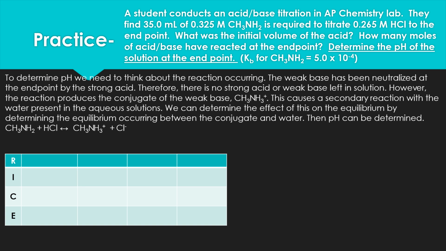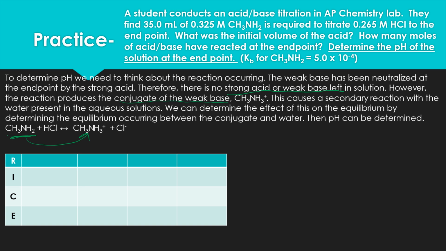So to determine the pH, we need to think about the reaction occurring. The weak base has been neutralized at the endpoint by the strong acid. Therefore, there is no strong acid or weak base left in the solution. They're gone. They're used up. However, the reaction produces the conjugate of the weak base. So when our base reacts, we can see that here, it produces its conjugate where we've added that hydrogen ion.